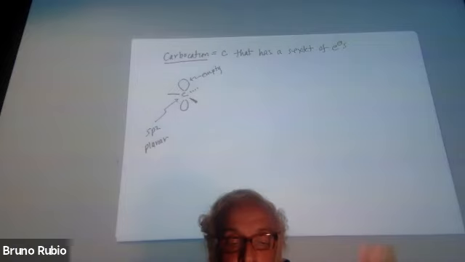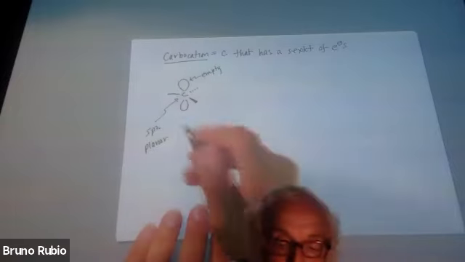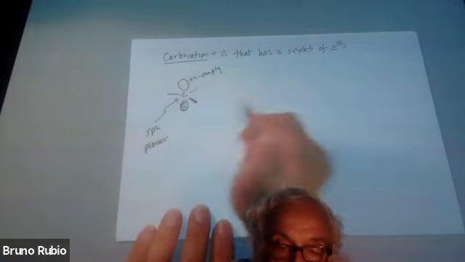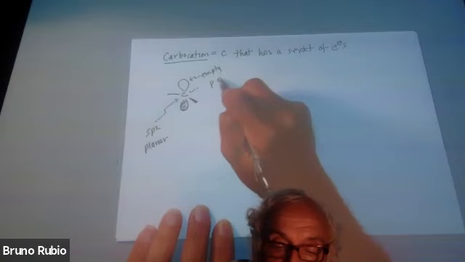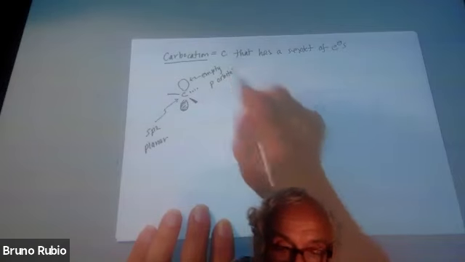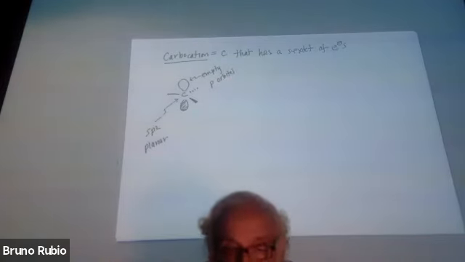Okay, so the carbocation is planar, and it also has an empty p orbital, right? So this is an empty p orbital on that carbocationic carbon.